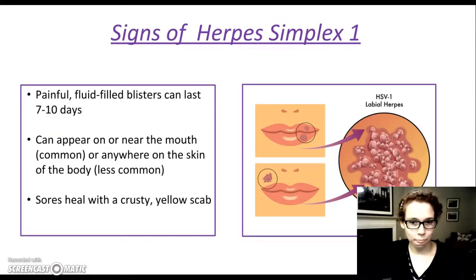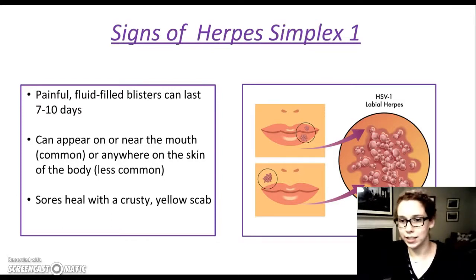So the site that it does surface is usually on the mouth or near the mouth. It can be inside the mouth, though it can also come up anywhere on the skin of the body, though it's less common. The sores are known as cold sores or fever blisters. They're kind of the infamous hallmark of the herpes virus.